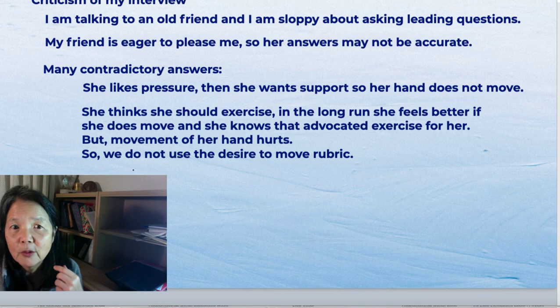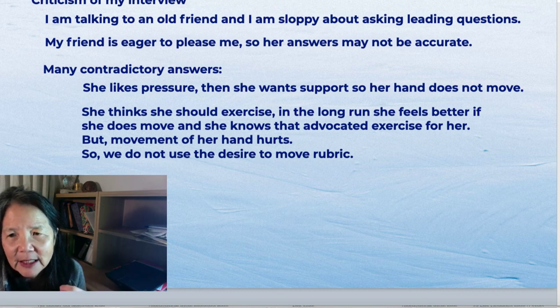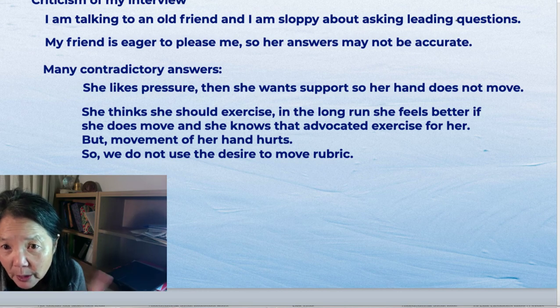And you can evaluate me too. I'd be happy to hear your evaluations. So I'm talking to an old friend, and I'm kind of sloppy because I'm asking leading questions. Did you catch the leading questions? Leading questions are not good in homeopathy.